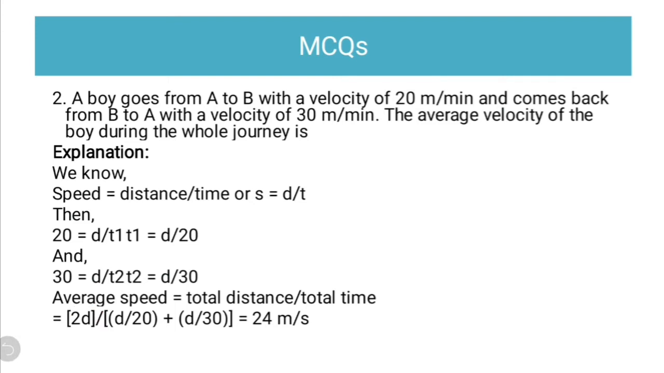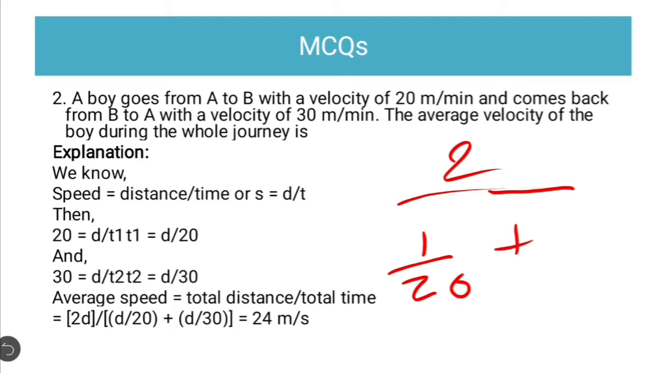Now remember that d is common in the numerator and denominator, so you can take it outside. Okay, so d will get cancelled. Then what remains is 2 divided by 1 upon 20 plus 1 upon 30. Then you have to cross multiply this, or you can take LCM also.